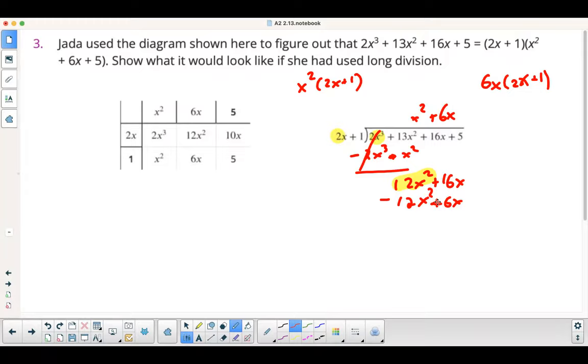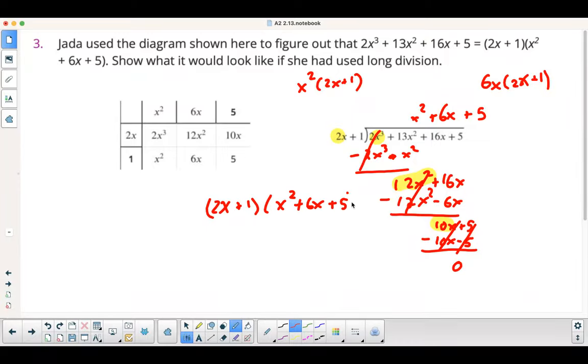Subtract, so I change the signs to subtraction. It's a subtraction sign. Maybe I should just erase it. Those cancel and I get 10x. Bring down the 5. 2x times what gives me 10x? And the answer is 5. I get 10x plus 5. I change the signs and I get 0. So I get the same thing. I get the 2x plus 1 right here times x squared plus 6x plus 5.